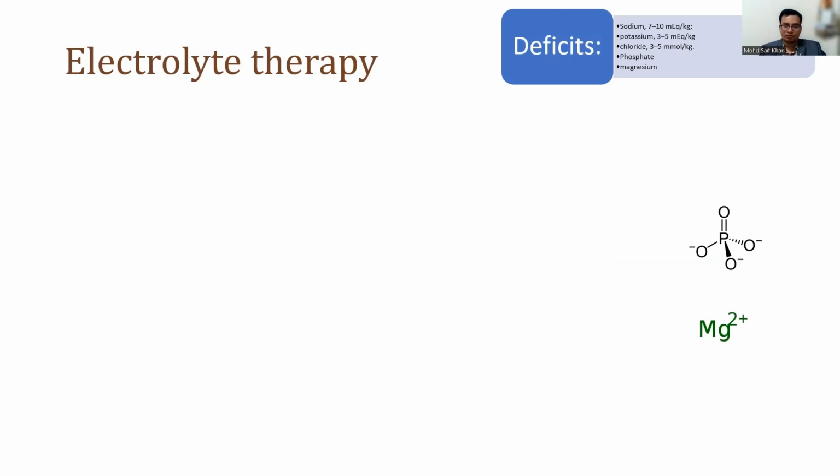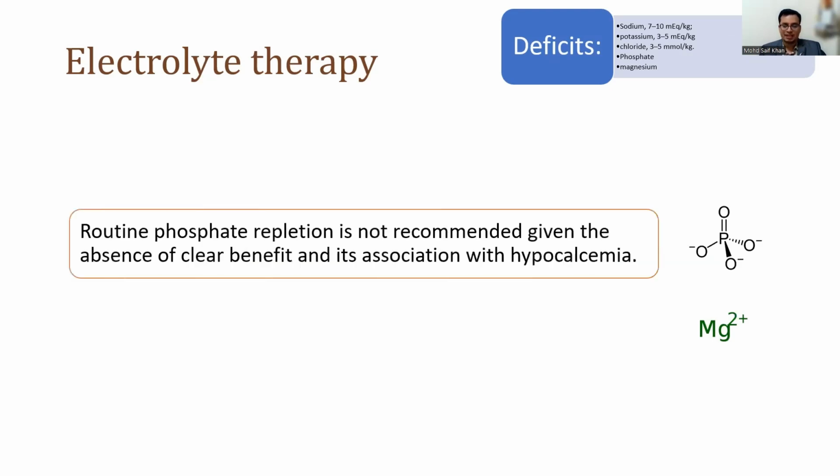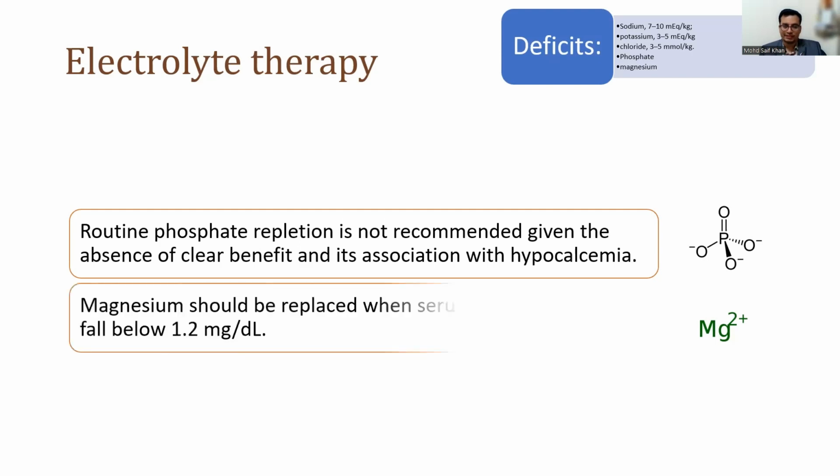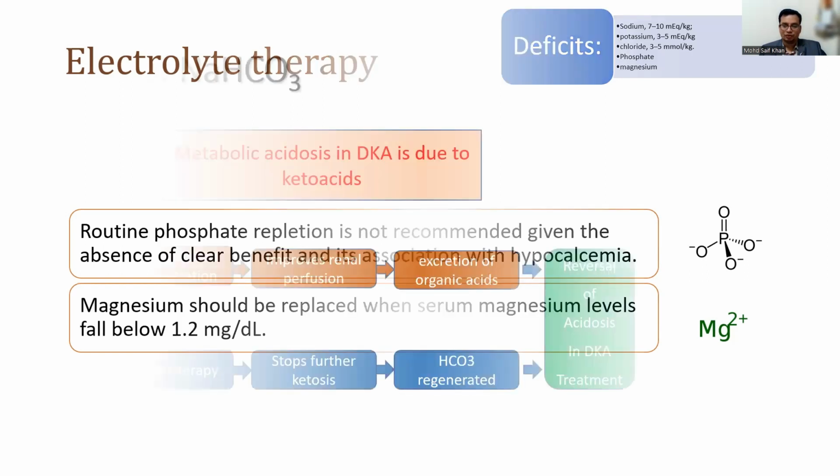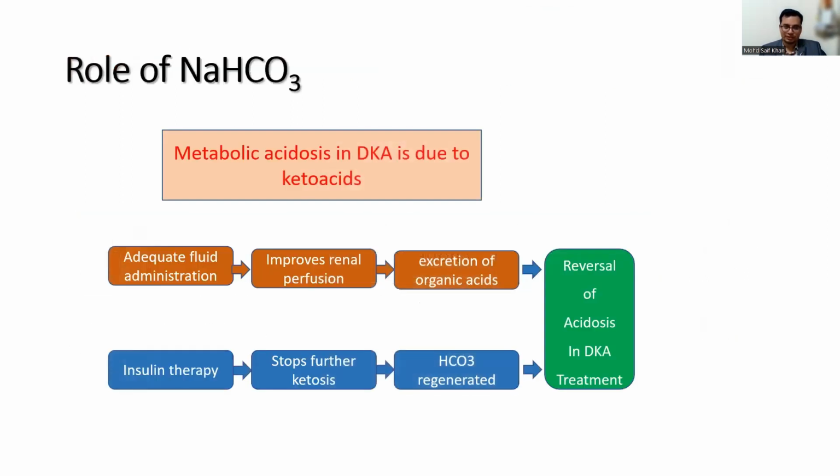Now routine phosphate repletion, as we used to do before, is not recommended given the absence of clear benefit and its association with hypocalcemia. So we do not give phosphate routinely unless your phosphate level is quite low. Excessive urinary magnesium loss during acidosis, and secondary to insulin deficiency, leads to hypomagnesemia. That is why you should correct magnesium if your magnesium level falls below 1.2.